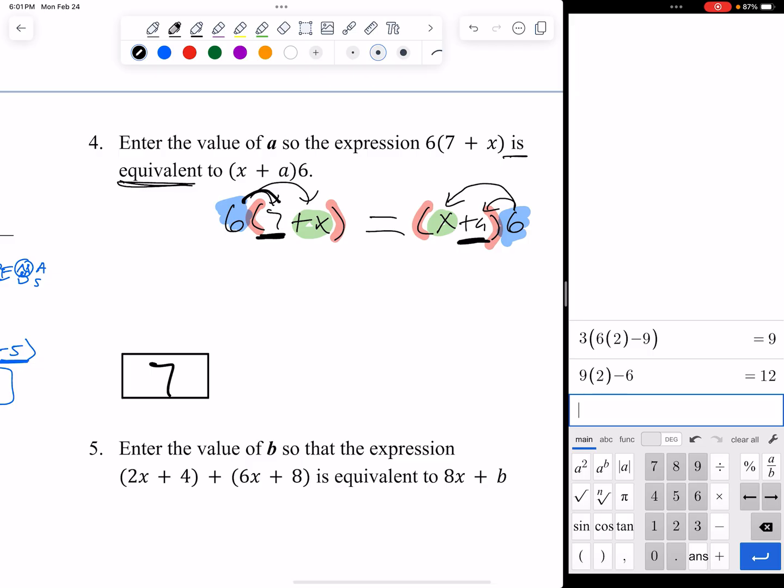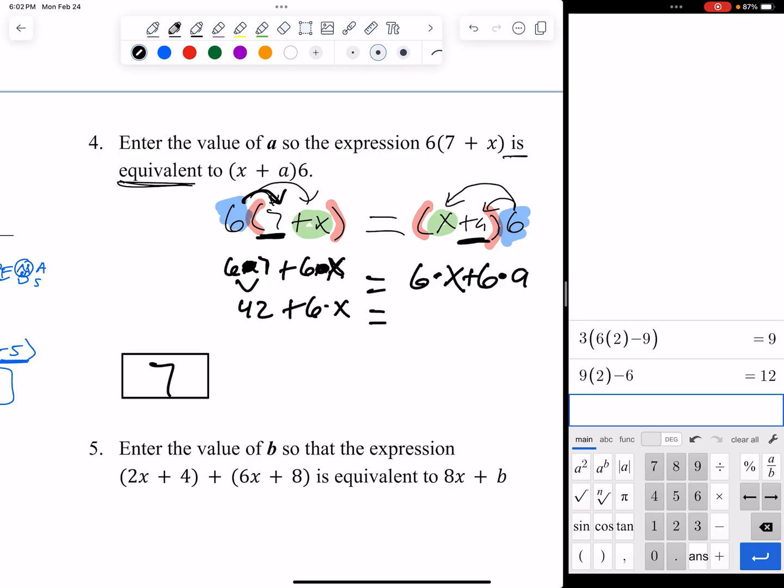So I know that, like I said, I'm going to distribute. So 6 times 7 plus 6 times x. On the other side, I see 6 times x and 6 times a. Well, I get 42 plus 6 times x, and on the other one, I get 6 times x plus 6a. Well, if these two are the same, that means that the 42 has to be the same as 6a. So 42 equals 6a.